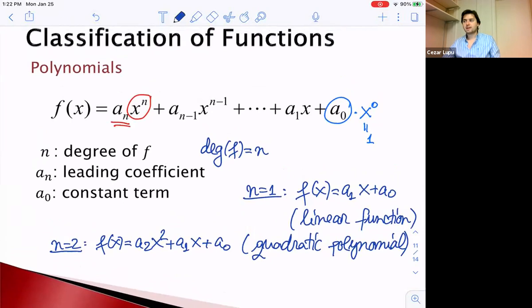And you will see how to deal with different properties involving polynomials. Well, you will see later on when we talk about limits of polynomials or continuity and so on. All right.